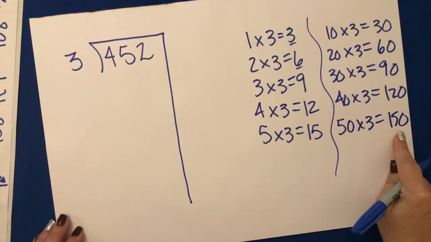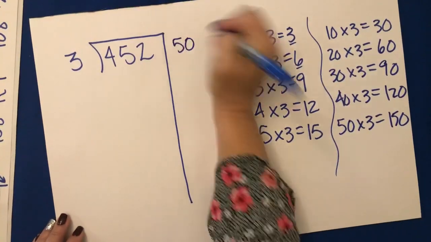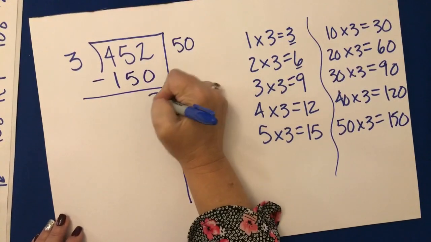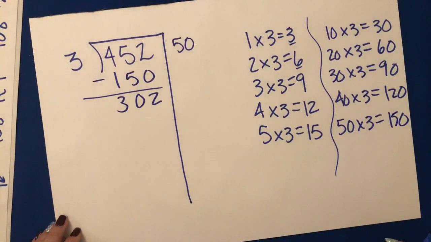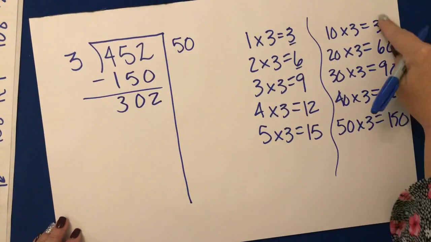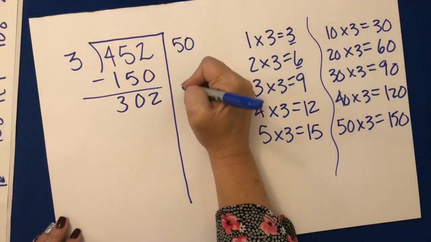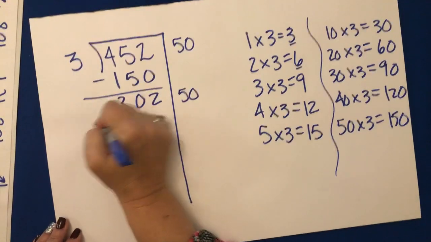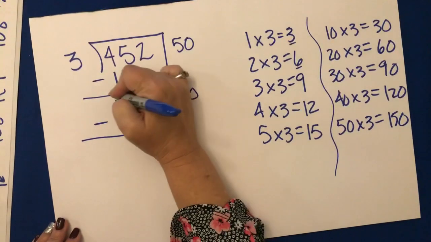Now that gives me a bigger number that I can start pulling out. So I'm going to take 50 groups right off the bat. And I'm going to subtract that. And I'm left with 302. So obviously the biggest number out of all our facts that I can take out again is 150. So that's 50 groups of 3 that I'm taking out of the pile again. And then we subtract.